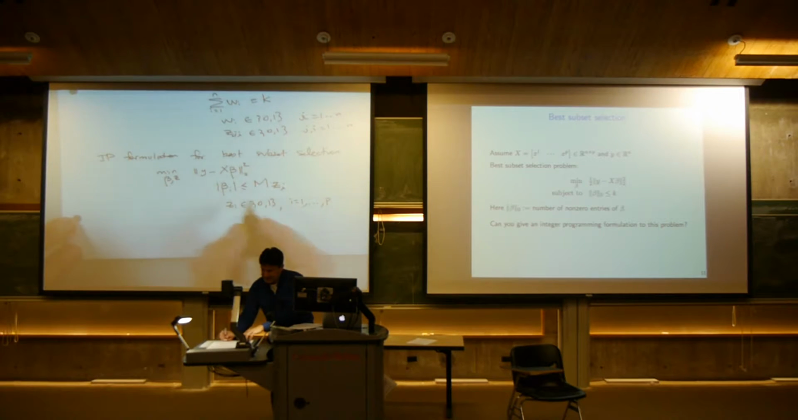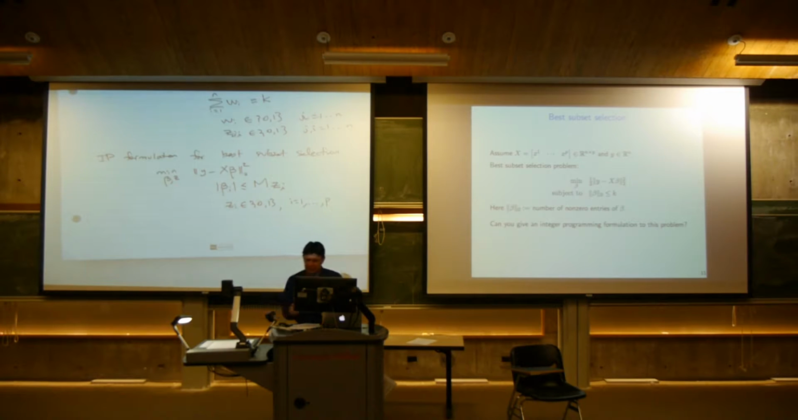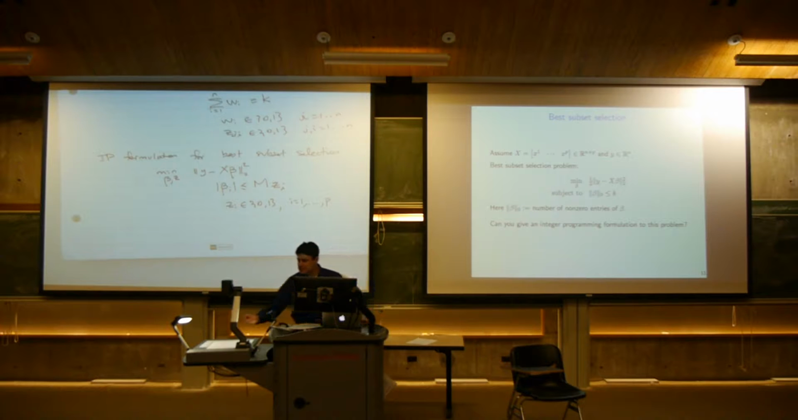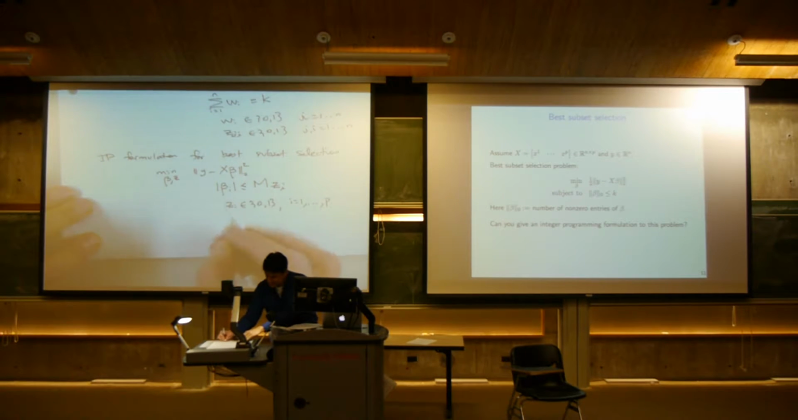And I need one more constraint here to get a formulation, and that is I still need to restrict the number of non-zeros in my vector to be bounded by k. How do I count the non-zeros? Well, I just add the zi's. So the sum of the zi's should be less than or equal to k.